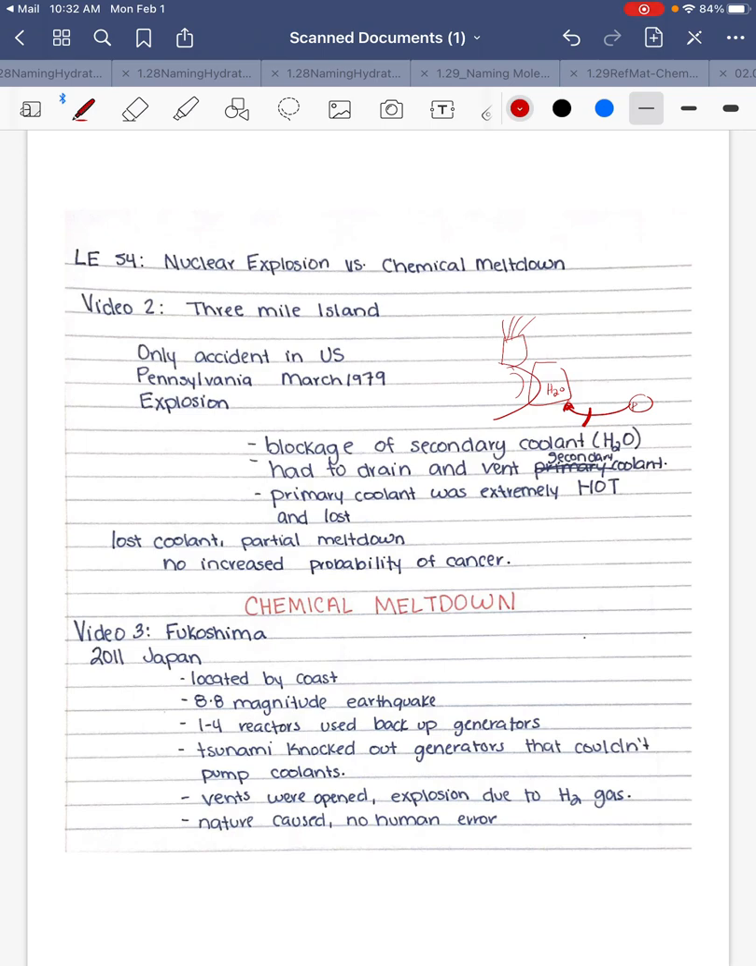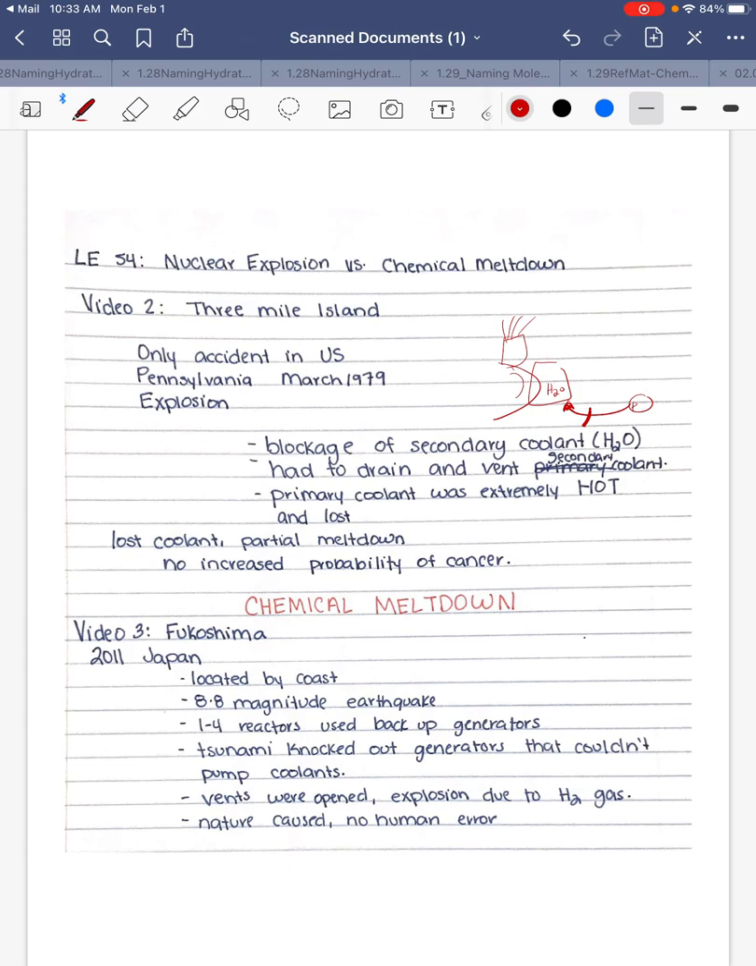So what happened is Fukushima is located on the coast of Japan, so it's right by the water, and they were hit by an 8.8 magnitude earthquake. That is a huge earthquake. We're not used to them here, fortunately, but they had a huge earthquake. The earthquake knocked down the power, but that didn't really affect the plant. They have backup generators. They're prepared, you know. So their 1 through 4 reactors were using their backup generators. They were doing okay. Eventually they'll get energy back.